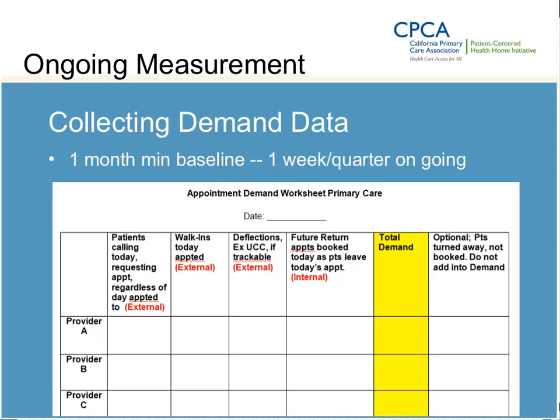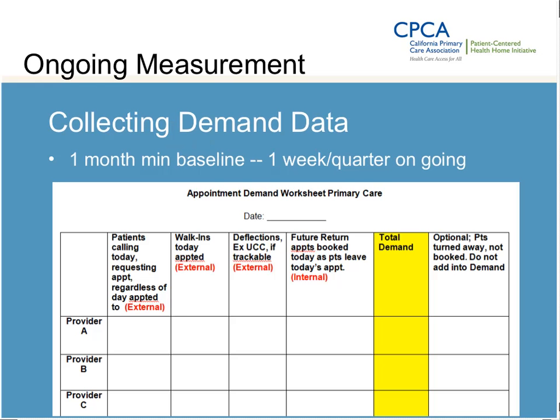If you're collecting demand for the first time, you need to accumulate a month's worth to serve as a baseline. Then measure it monthly for a year, and after that, measuring it once a week, one week for one quarter should be sufficient to track the changes. Capturing demand data and analyzing trends will allow you to plan for the necessary supply required to meet the demand on a daily and weekly basis.